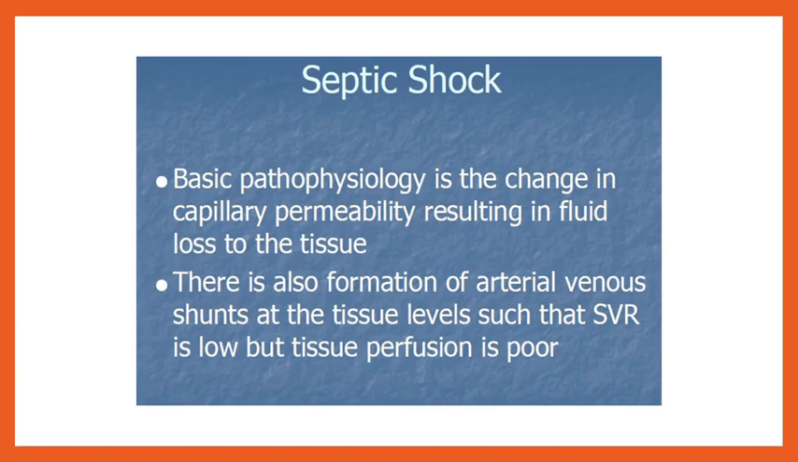Okay. And the basic pathophysiology is change in capillary permeability resulting in fluid loss to the tissue. So there is formation of arteriovenous shunts at the tissue level such that the systemic vascular resistance is low but tissue perfusion is poor. So this is the basic pathophysiology, that is the capillary permeability is changed resulting in fluid loss to the tissue.